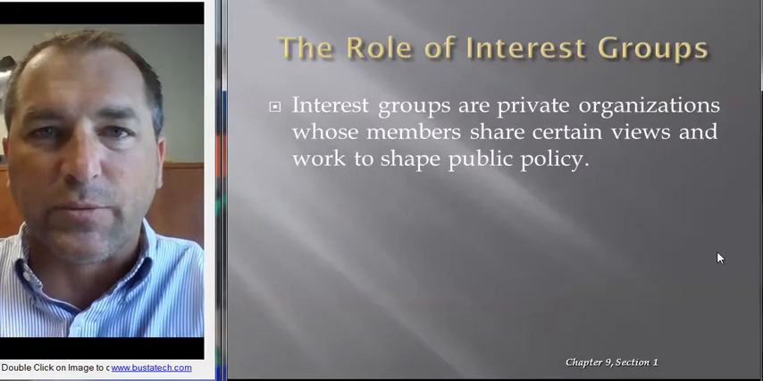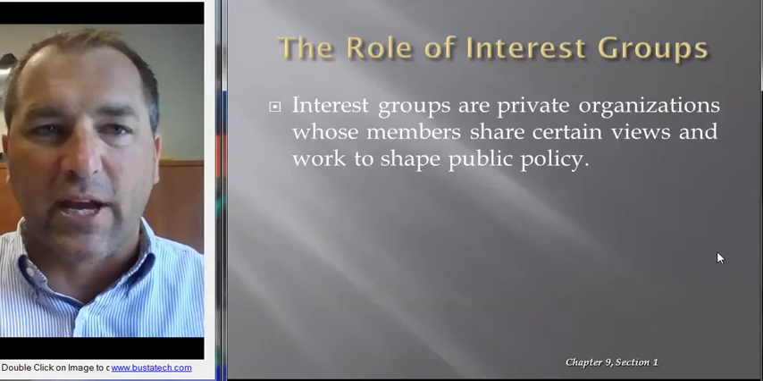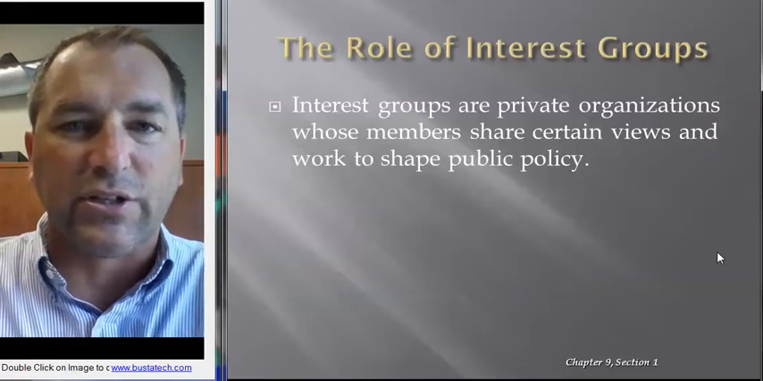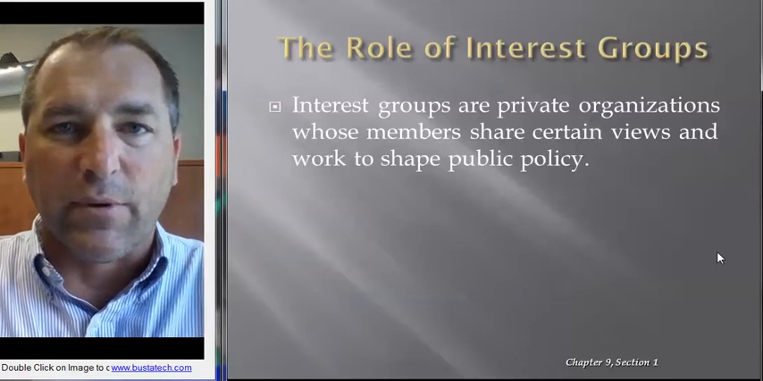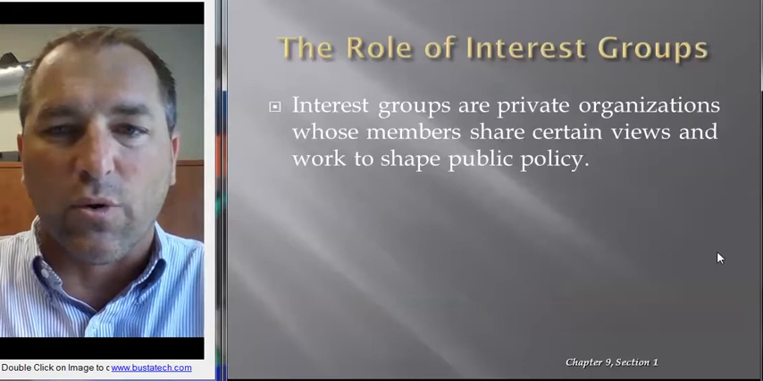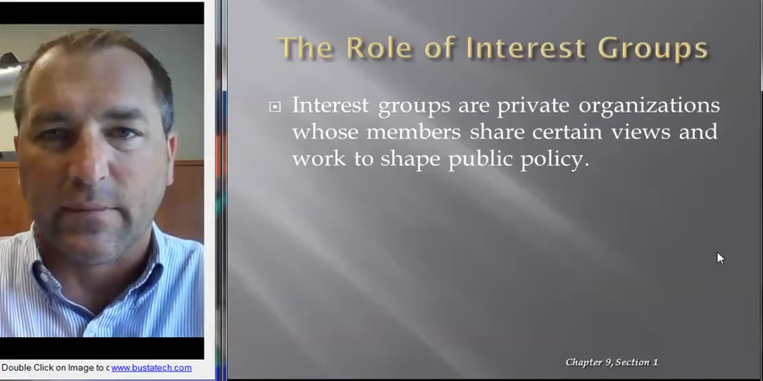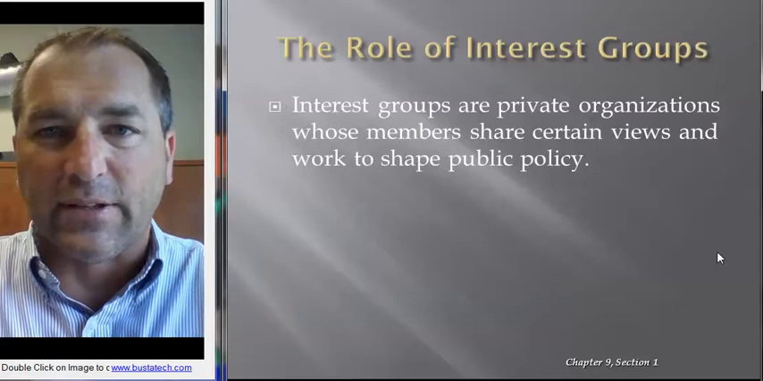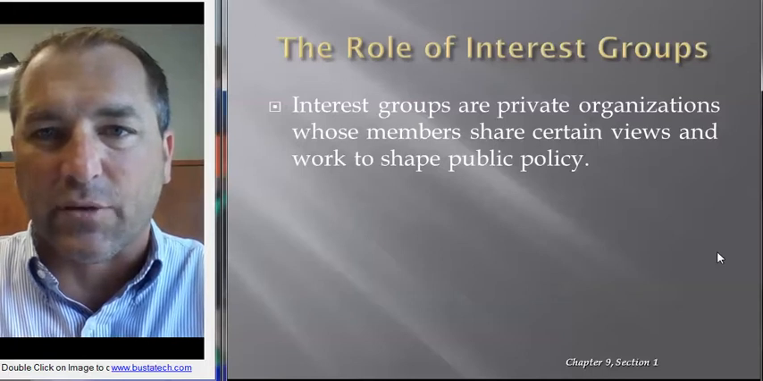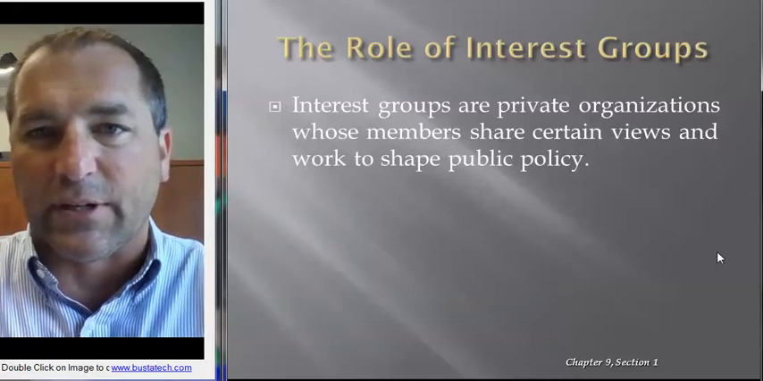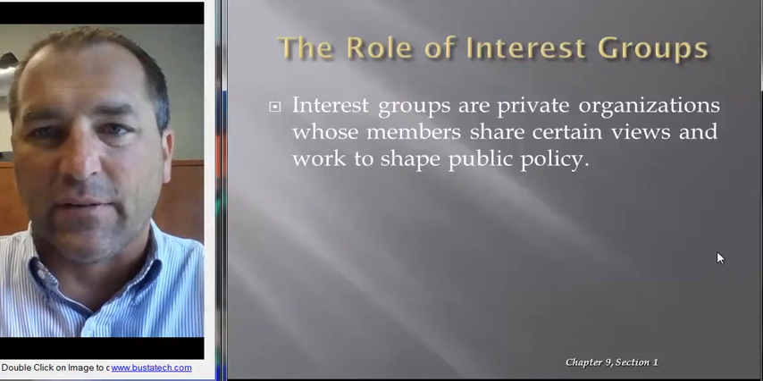Interest groups, then, to help you with your assignment, are private organizations comprised of members who share a certain view or interest and would like to shape public policy. More often than not, these are economic interest groups interested in the economic success of their type of industry.